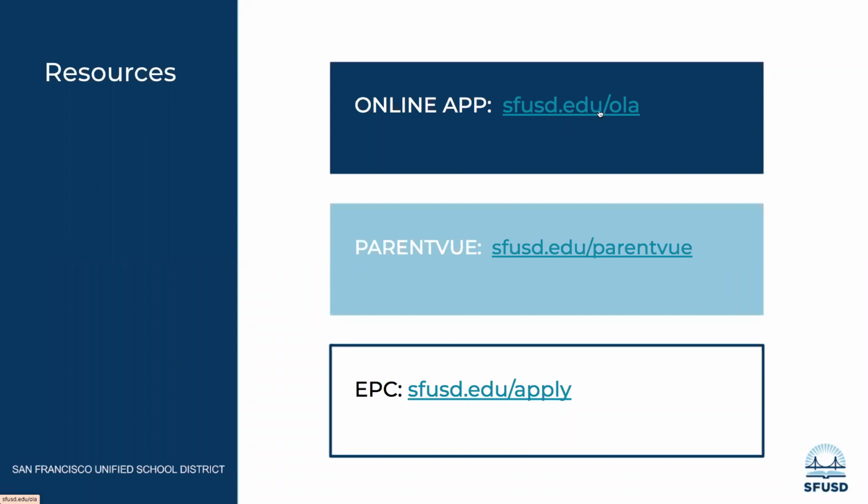sfusd.edu/OLA is a guide for families on how to complete the online application. /ParentView goes over Parent View online applications as well, but also all of the other information that you can find in Parent View. Yes, Cody, both parents can have a Parent View account. Either one of you can use your Parent View account to apply online. It's not required, but each of you can have a Parent View account.